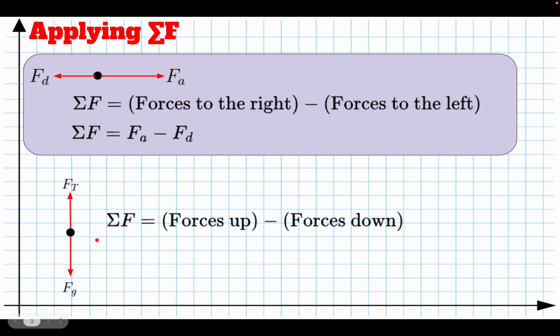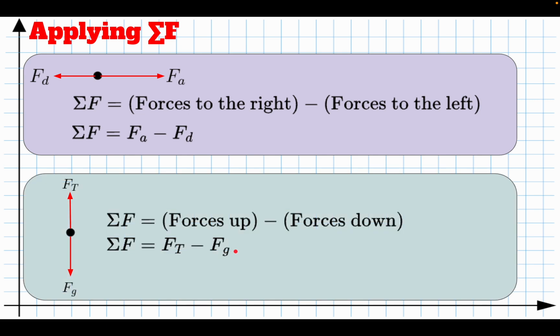Well, for vertical problems, when you apply Newton's law, you take the forces that are going up minus the forces going down. So pause the video and take a minute to write that down in your toolbox if you want. When you apply Newton's second law to vertical problems, it's always the forces going up minus the forces going down. For this problem, that means F of t minus F of g. So when I apply Newton's law to this particular problem, I would get the expression F of t minus F of g. Okay? So let's see how that works in a real problem.